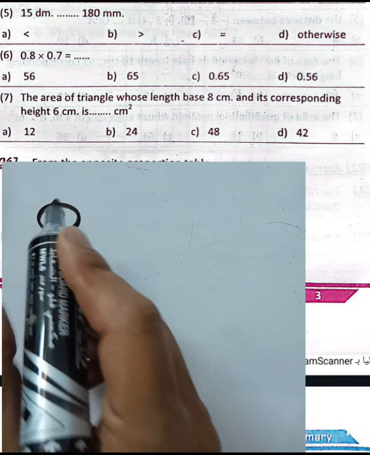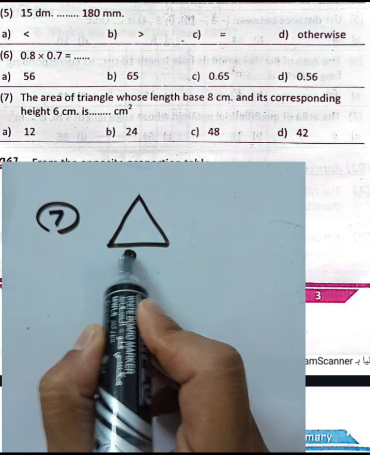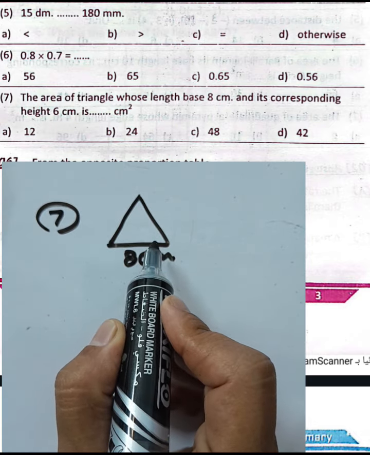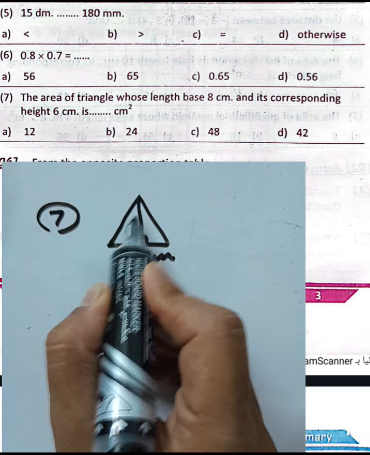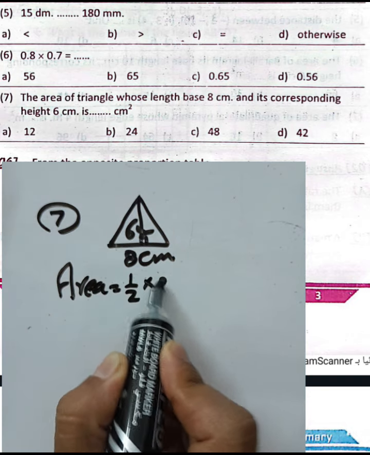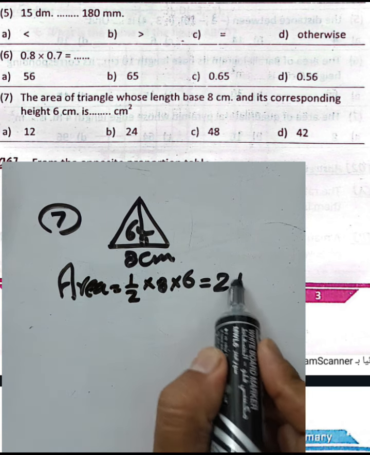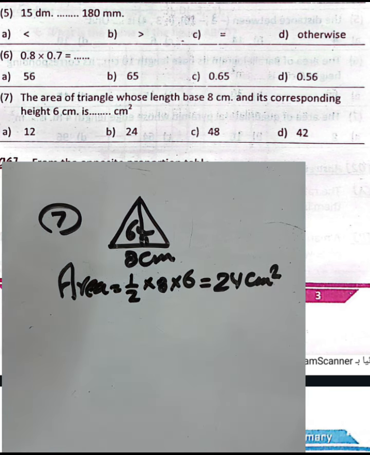Question number 7. The area of a triangle whose base length was 8 centimeters and corresponding height was 6. Then the area will be half times base times height. Half of 8 is 4, times 6 equals 24 square centimeters.